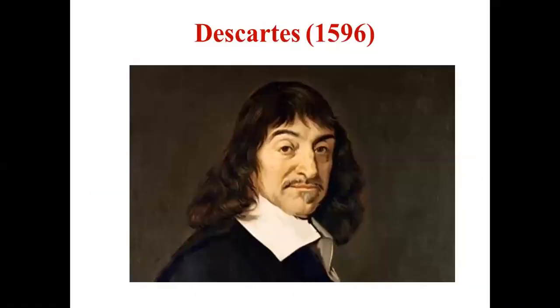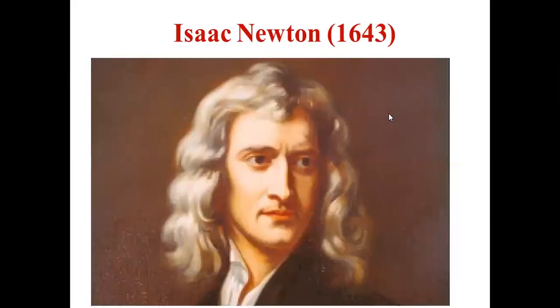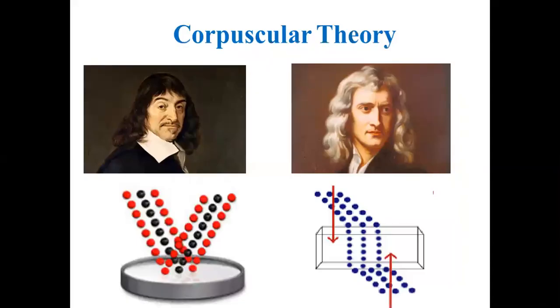Okay, and whatever we have studied: the first idea about light was given by Descartes, and he said that light is a stream of particles, and he didn't put forward any theory. But Newton, at a later stage, studied Descartes' ideas, put them in a proper way, and gave a theory called corpuscular theory.